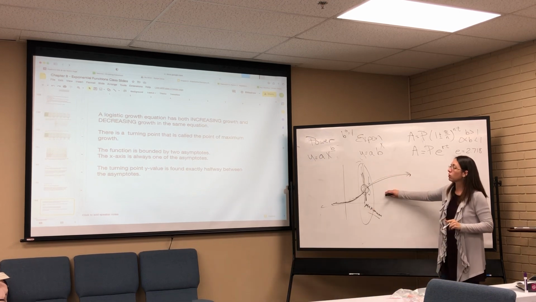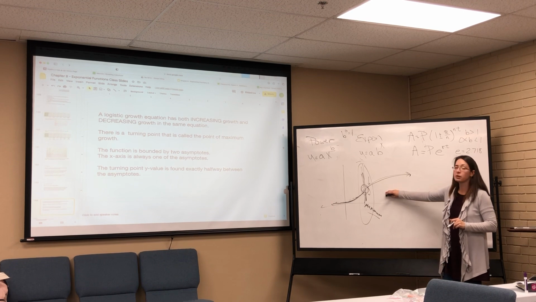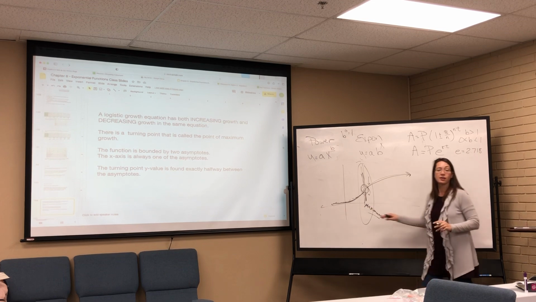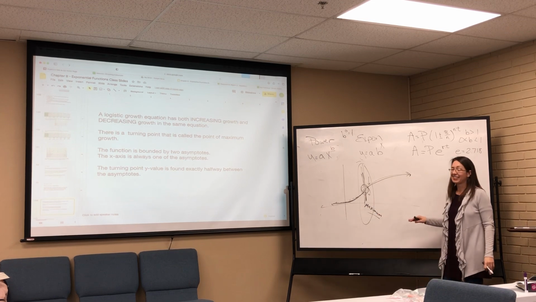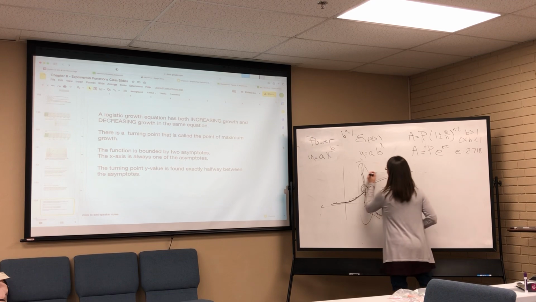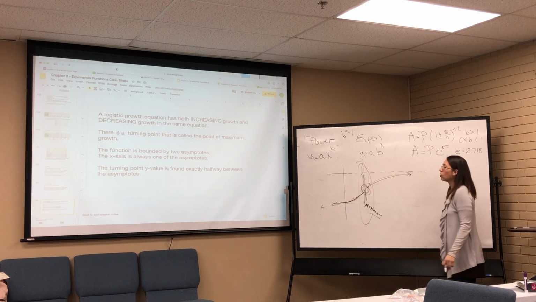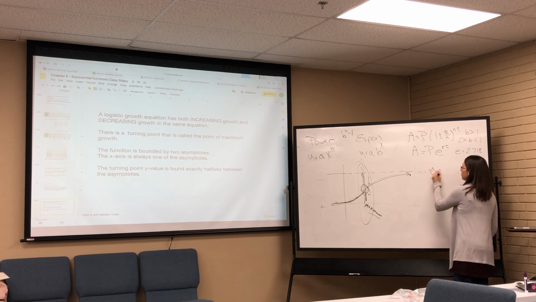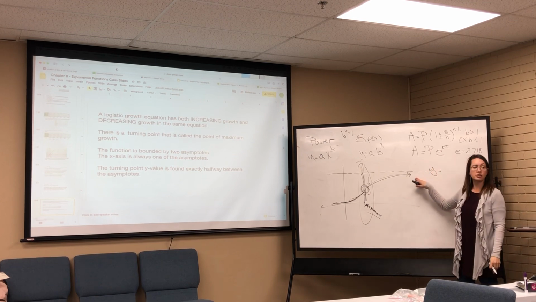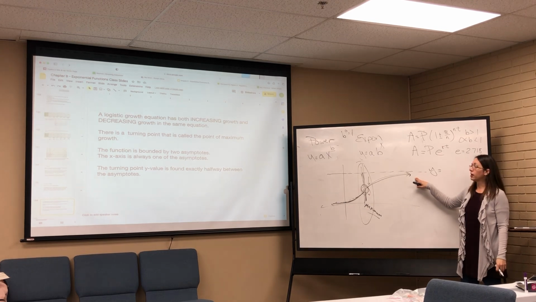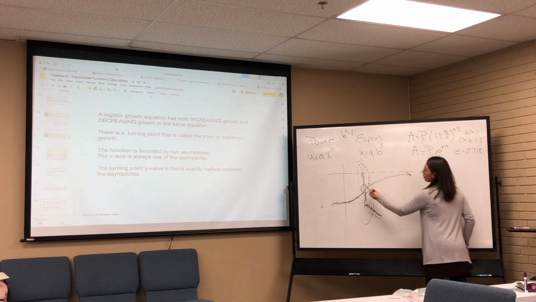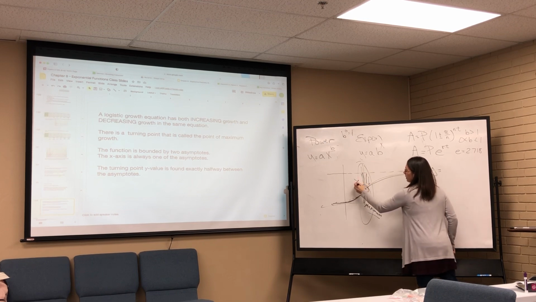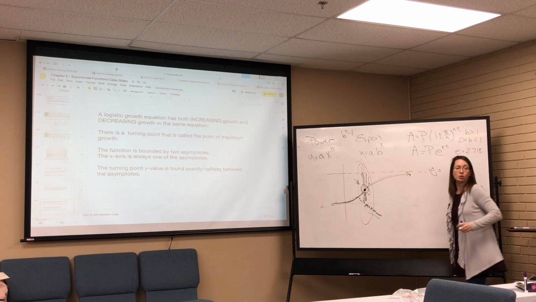So our logistic growths are bounded by 2 separate asymptotes. One asymptote is always going to be the x-axis. The other asymptote up here, according to the equation, is going to be a y equals value, right? It's y equals because it's a horizontal line, correct? And our turning point will always be exactly halfway between the two.